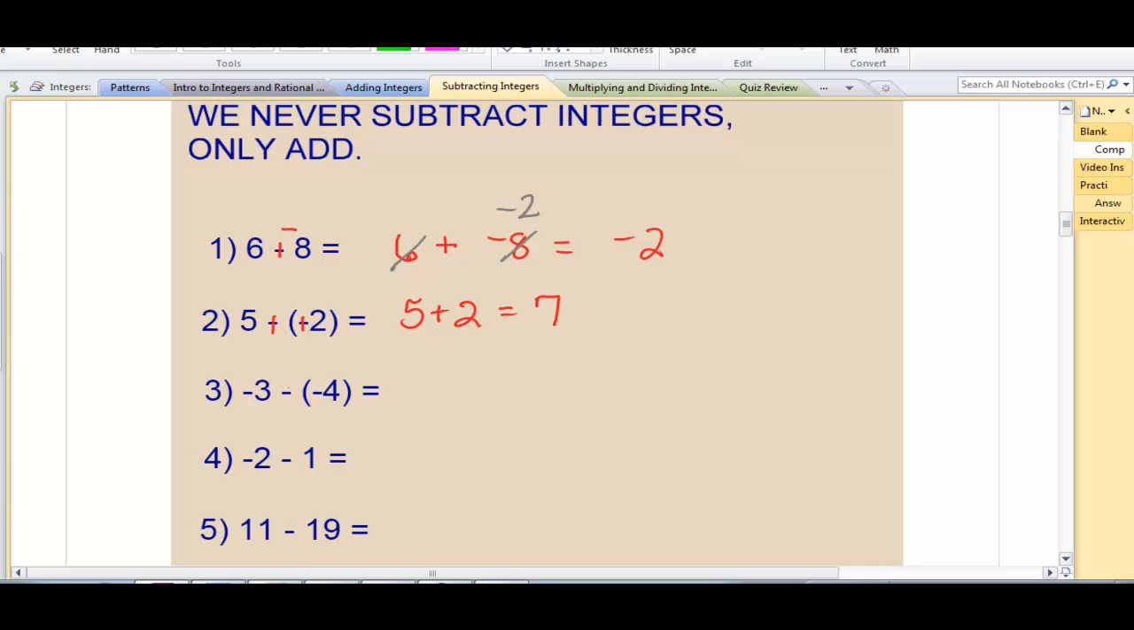Number 3, negative 3 minus negative 4 becomes keep, negative 3, change to addition, and then opposite, positive 4. So this is actually negative 3 plus 4, which is positive 1. Number 4, negative 2 minus 1 becomes negative 2 plus negative 1, which is negative 3. For number 5, 11 minus 19 becomes 11 plus negative 19, which equals negative 8. Again, as far as showing me steps, you're welcome to just change the problem right there and write negative 8. I just am writing it all out so that it's very clear.